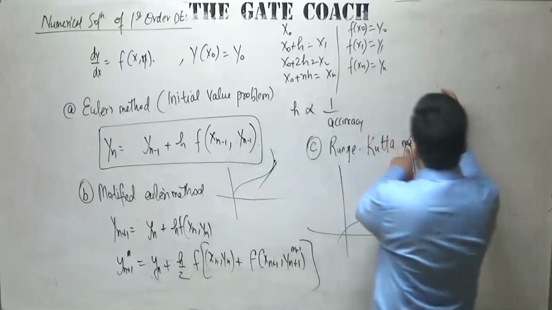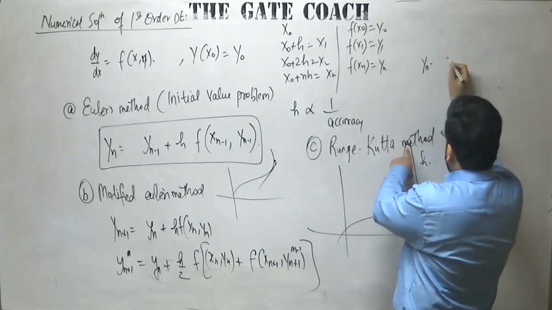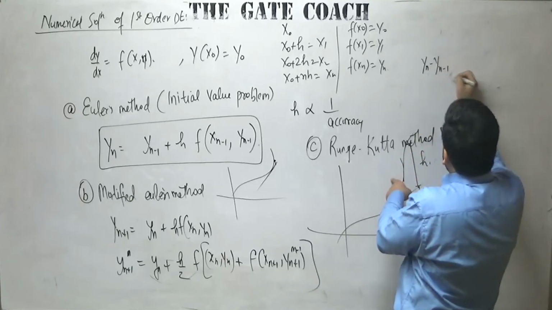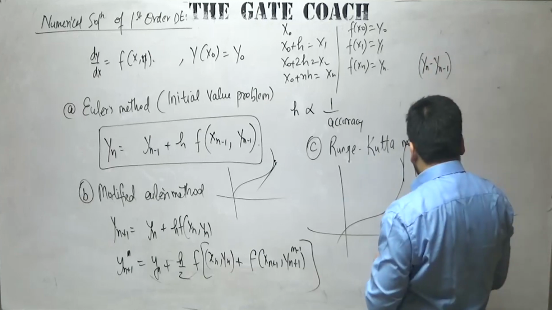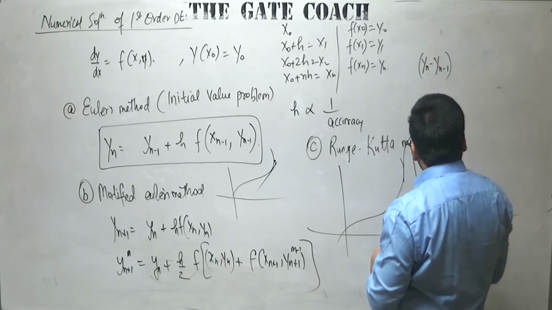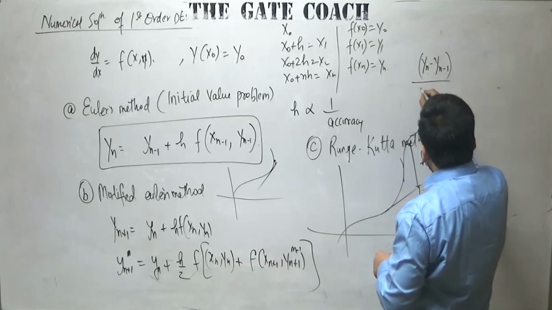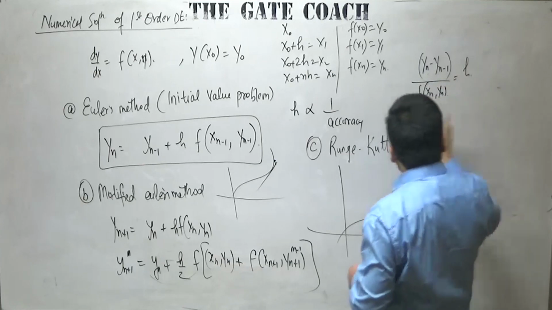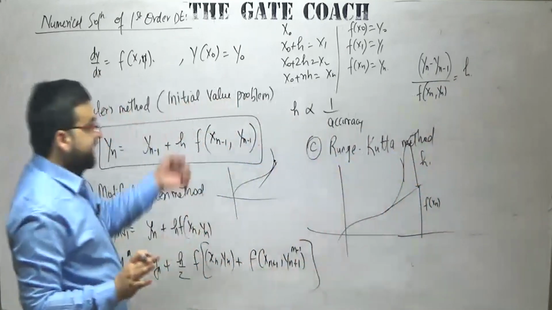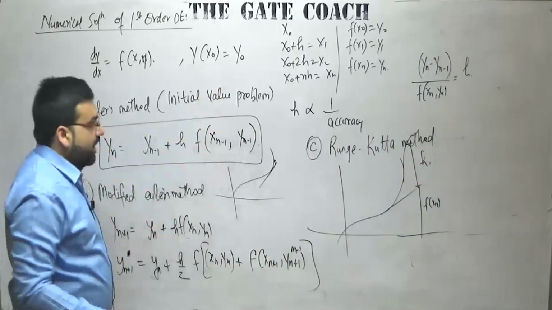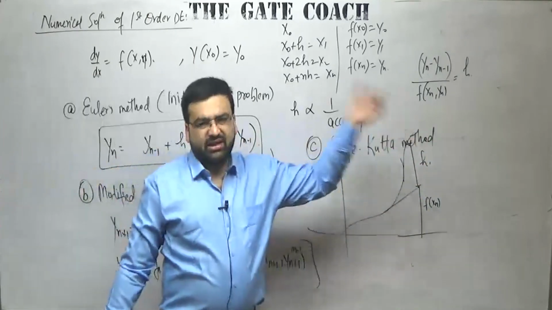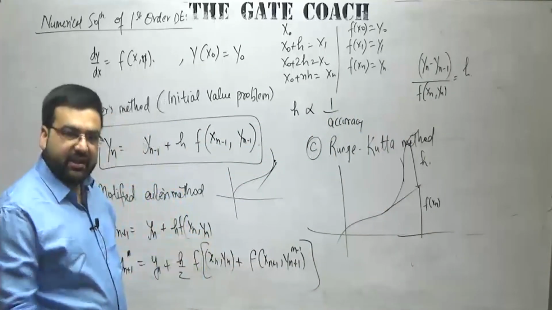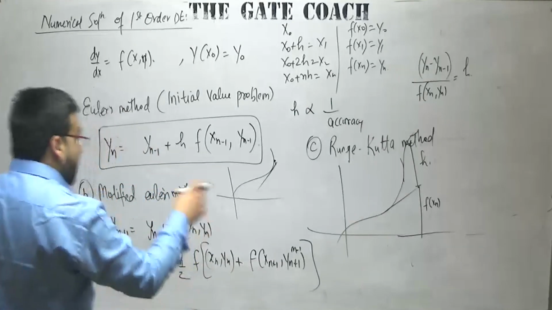So I will be saying that this is yn minus some value, let us say here, yn minus 1, divided by f of xn comma yn, it will give me h. So this was the basic concept behind Euler's method, and the same goes with the Runge-Kutta method and everything that we have already discussed in the class itself. So we are not going into the basic concepts because I think I have already cleared them. Okay. So now the Runge-Kutta method.